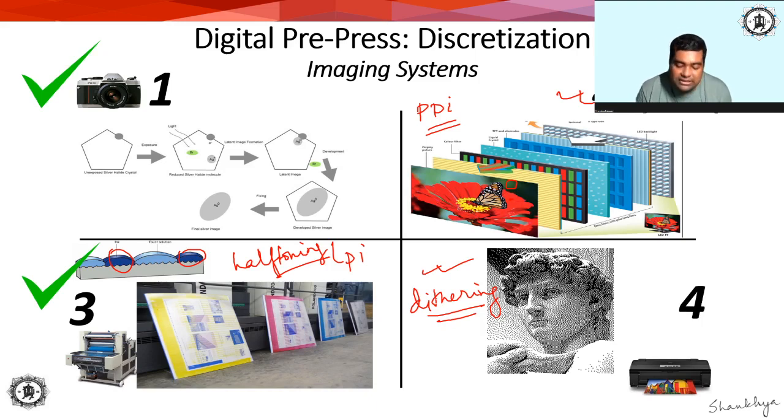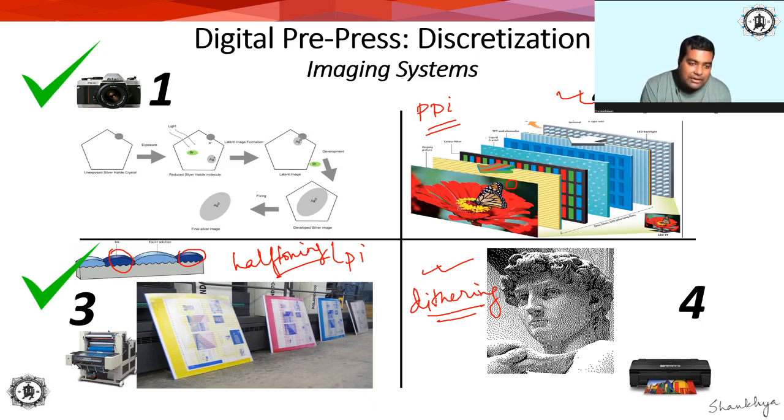Okay, so these are the different methods of discretizing the image for the purposes of image reproduction. So your film based camera discretizes the entire image in some form of metallic silver; wherever metallic silver is deposited, there will be image formation.